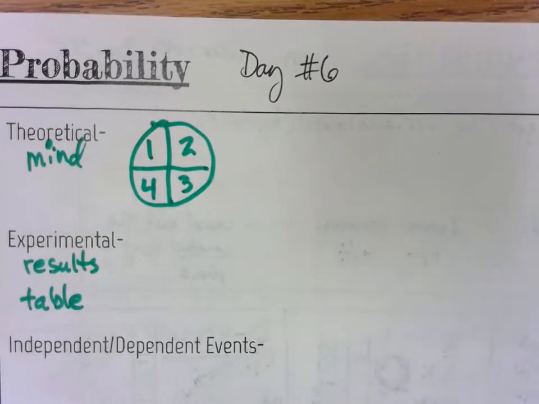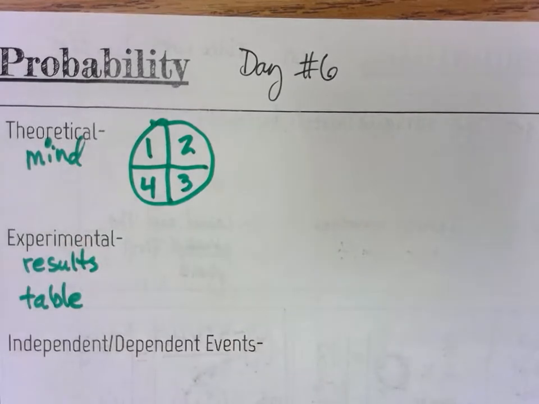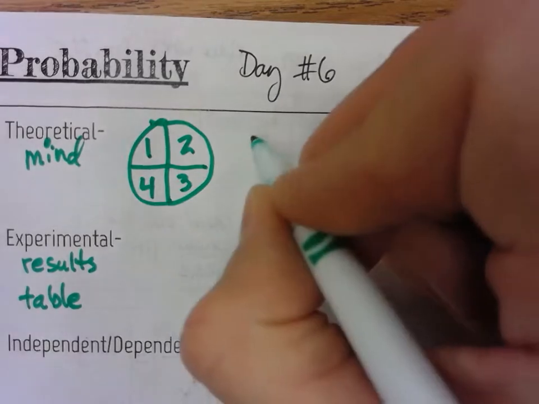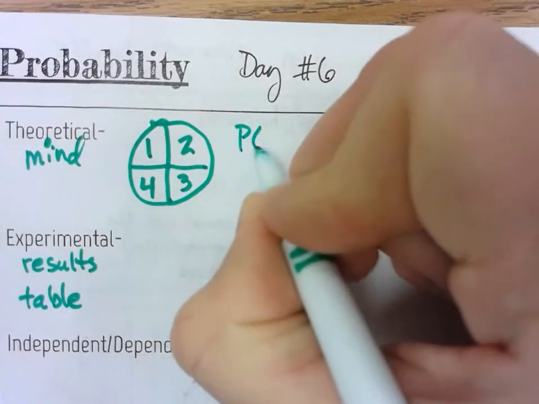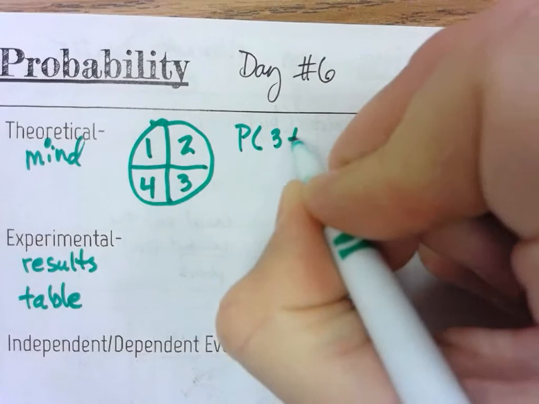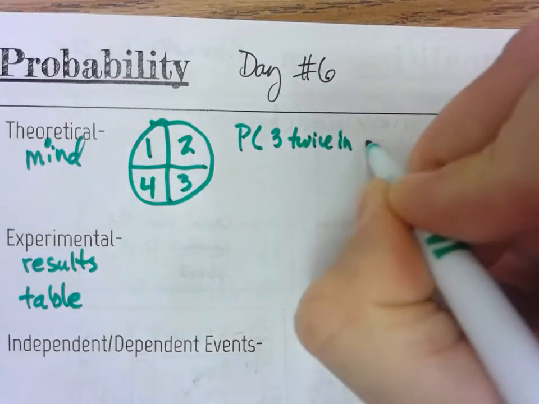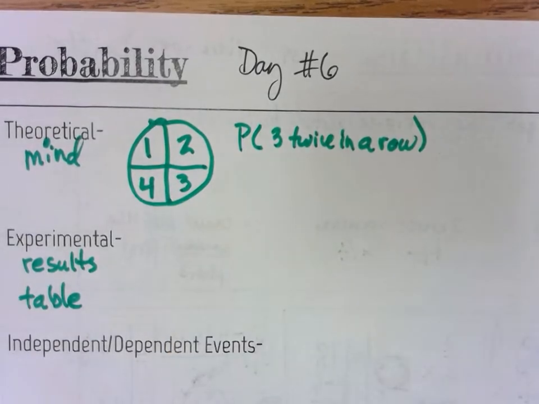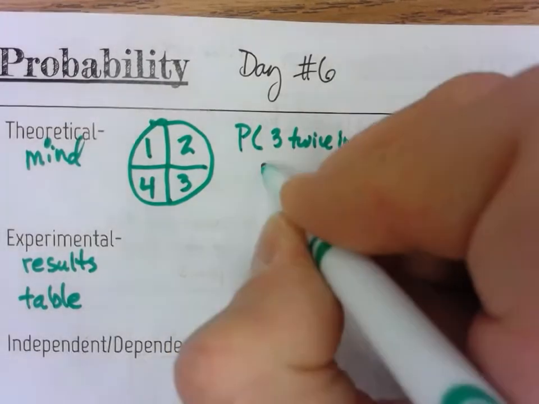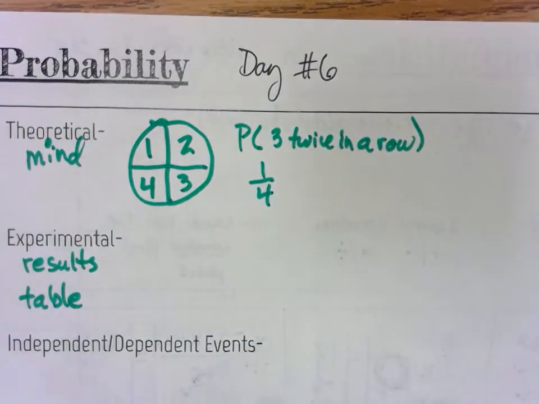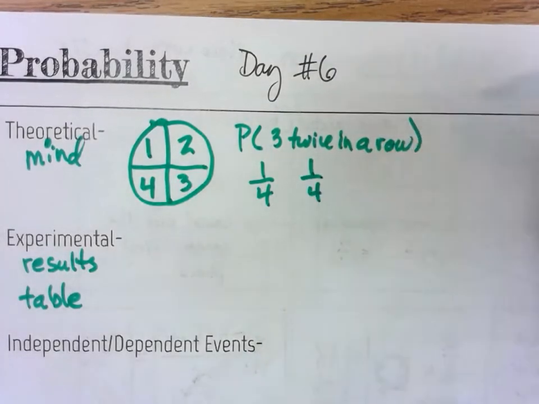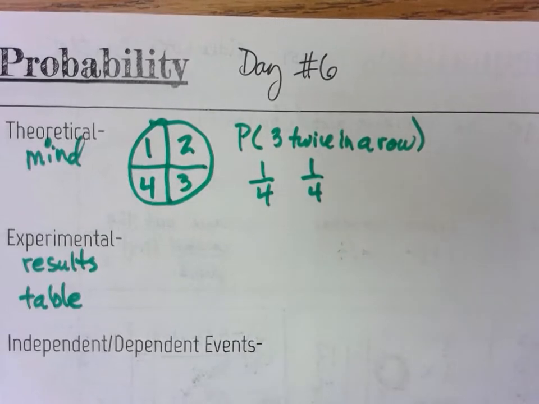So theoretically, in your mind, okay, not experimentally, but in your mind, I want you to think about what's the probability of spinning a 3 twice in a row, okay? So the probability of spinning 3 twice in a row. All right, so what's the probability you spin 3 the first time, okay? Well, that would be 1/4, okay? So after you do that, what's the probability of spinning 3 again? Well, that's also 1/4.